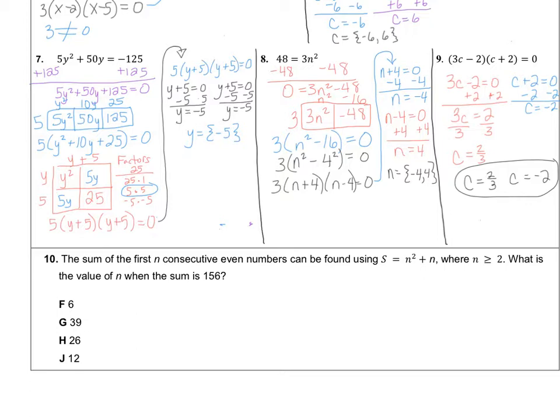On number 7, you needed to remove the greatest common factor and factor the remaining trinomial, and then set them equal to 0 and solve. On number 8, after I got it equal to 0, I saw I had a difference of perfect squares, and so then I set my factors equal to 0, and that gave me n equals -4 and 4. Number 9 was already in fully factored form, so all I did was set it equal to 0.